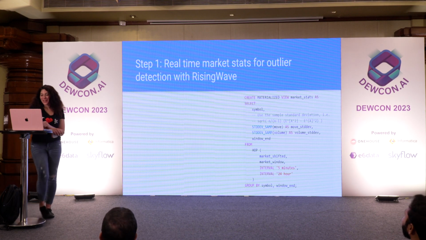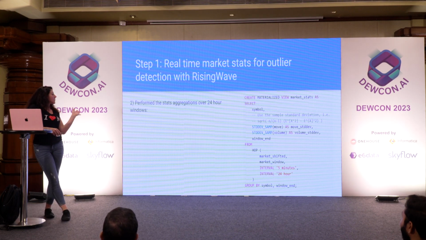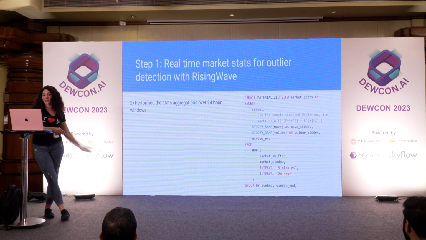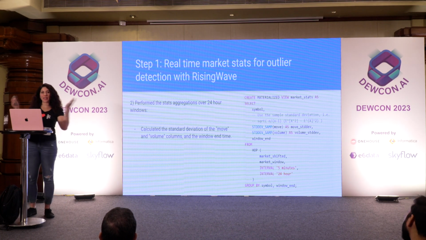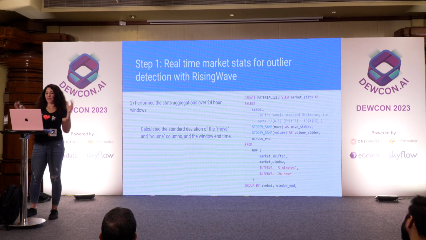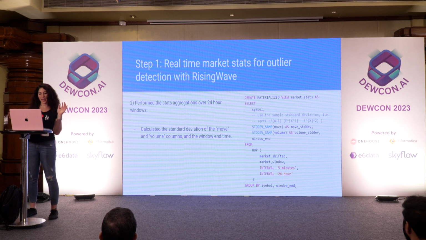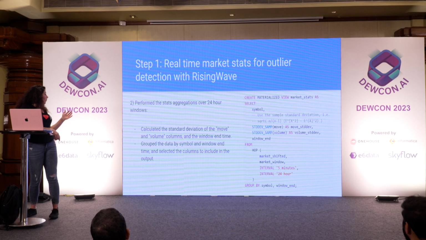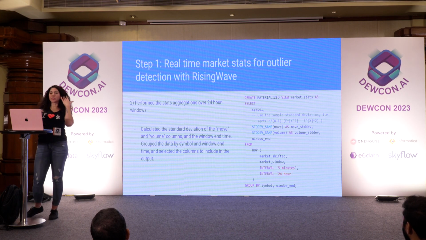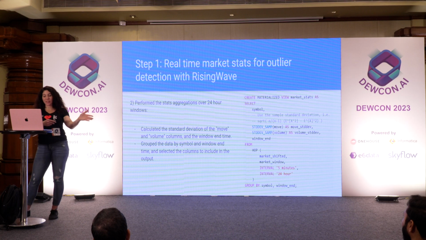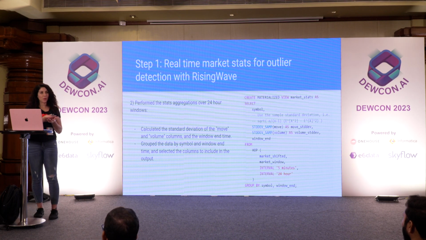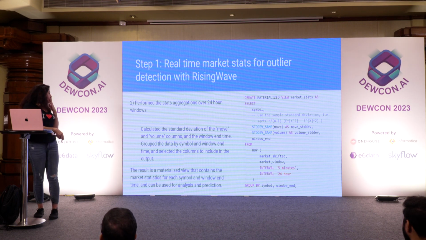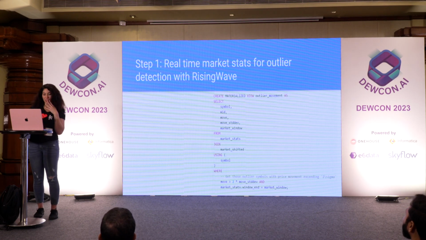Okay. And then the next thing we did is we performed stats aggregations over 24-hour windows. We calculated the standard deviation of the move in the volume columns and then the window end time. And then we grouped the data by symbol and window end time and selected the columns to include in the output. The result then is a materialized view that contains market statistics for each symbol and window end time that can be used for analysis and prediction.